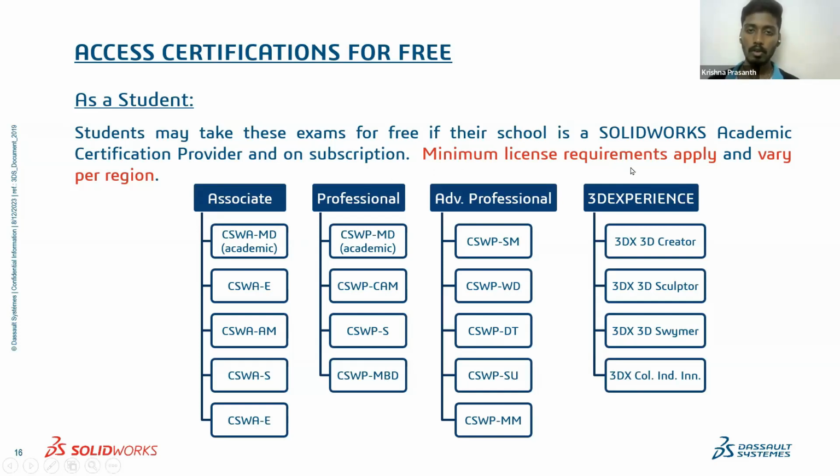Also we need to note that the minimum number of licenses is also a criteria for a university. For example, if a college is having 30 or 45 licenses for their university, there may be a criteria that if they have a minimum of 20 seats, they can get access to the exam. This will vary for each of the regions. So you need to check with the SOLIDWORKS team to note the minimum number of licenses required, and you can also get access to the exam.